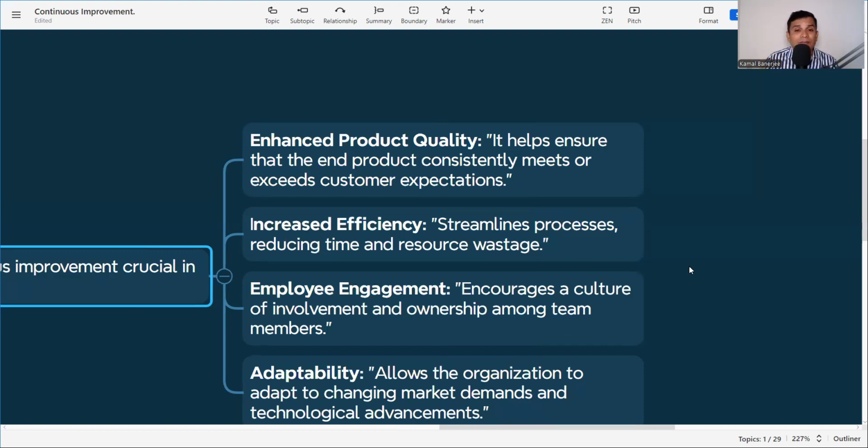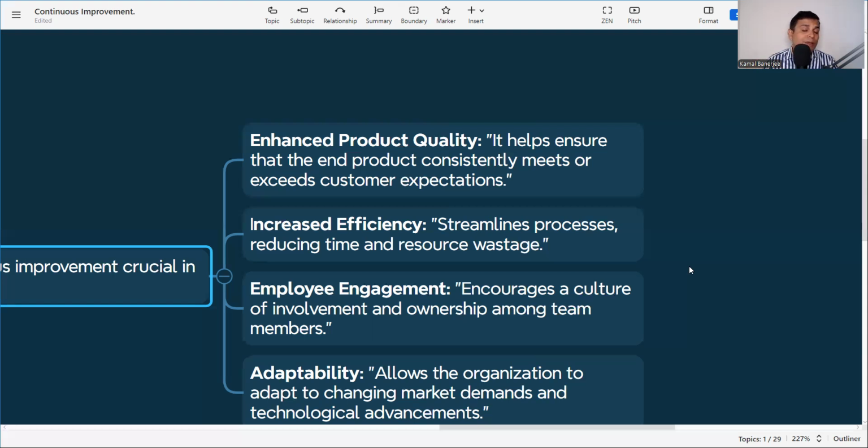So it is the lifelong and continuous improvement throughout the process, and it enhances the quality of the product. Then, increased efficiency. This streamlines processes, reducing time, resources and wastage. That is true. If the workers or the machines are not well trained, what will happen? They will waste the material and take more time, and the quality will not be achieved. So that is why training is important, as a part of continuous improvement.